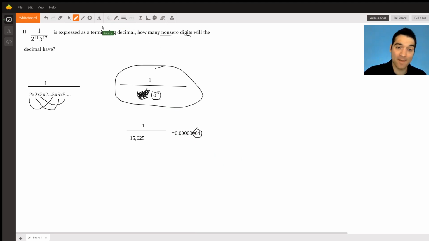Again, if I had kept that 10 to the power of 11 in, all it would have done is add to the number of zeros before the 6 and the 4. It would not have changed the number of non-zero digits in the problem. So again, the answer to this one is 2.